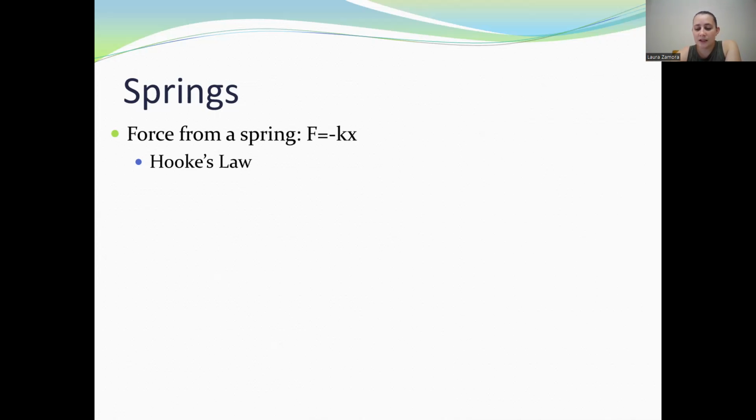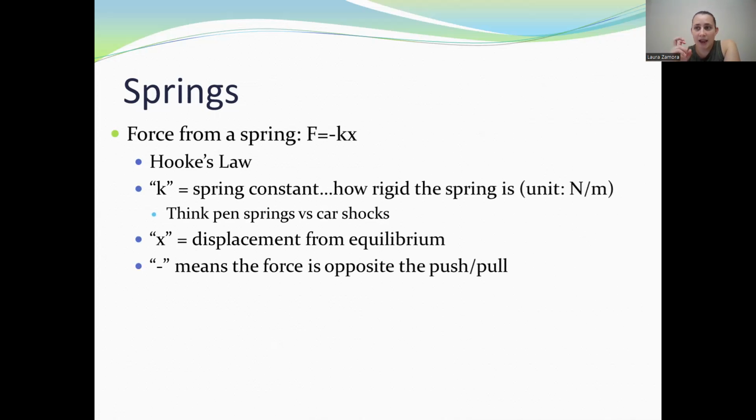You'll use this in several lab experiments in Physics 1 lab. That k is called the spring constant. That basically tells us how stiff the spring is, so how easy it is to compress or stretch it. The unit of a spring constant is newtons per meter. So how much force it takes to compress it a certain distance, that's our spring constant.